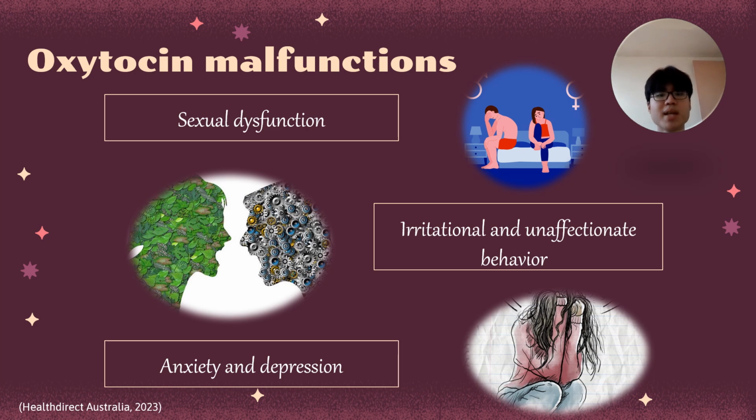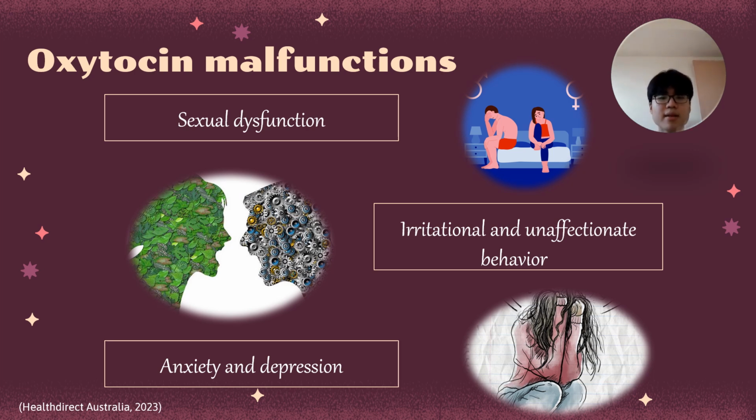As oxytocin plays a huge role in human affection and sexual arousal, oxytocin malfunction may lead to sexual dysfunction, which is the inability to undergo orgasm, and secondly, irritability and not feeling affectionate, such as irrational behavior and not having feelings for others.